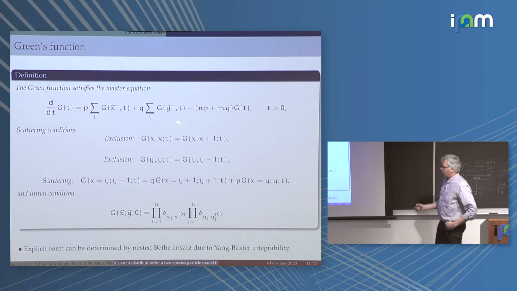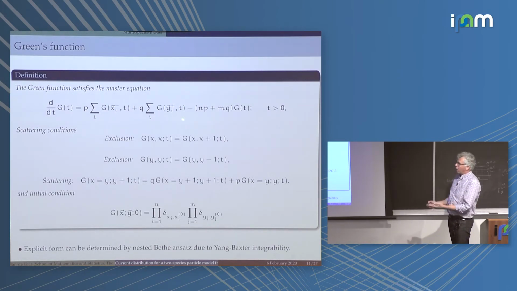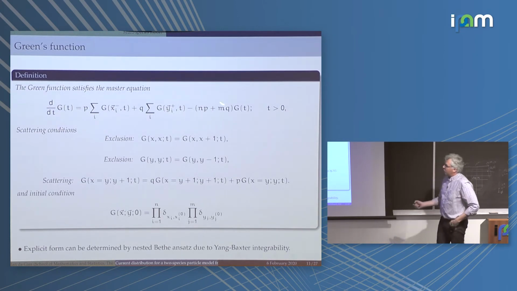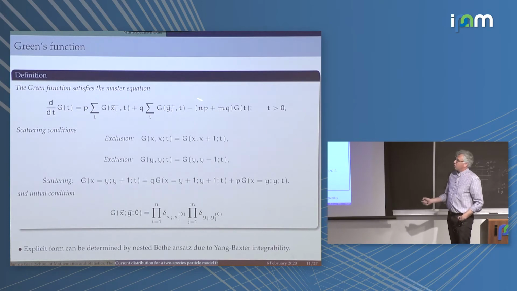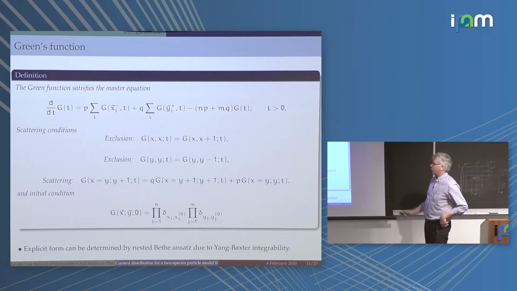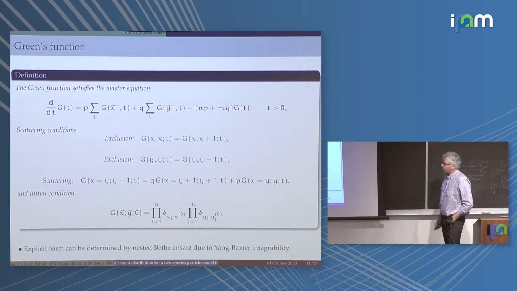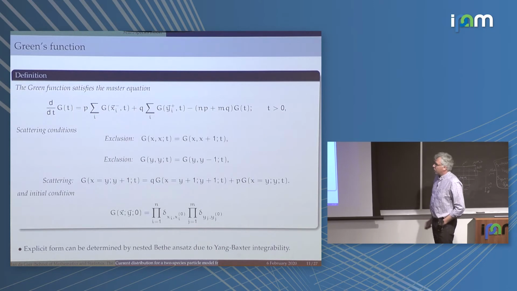Likewise, for the minus particles whose coordinates are y, if the ith minus particle is at yi plus 1, it can hop into yi with rate q, and so that is a positive term, and then you subtract the diagonal terms where particles can hop out of the given configuration that they're in, right? So it's just a Markov chain equation, which you have to solve.